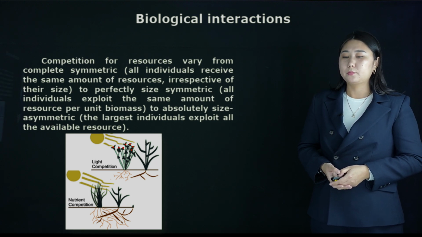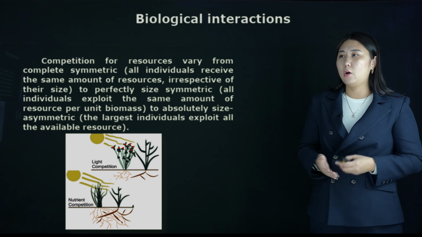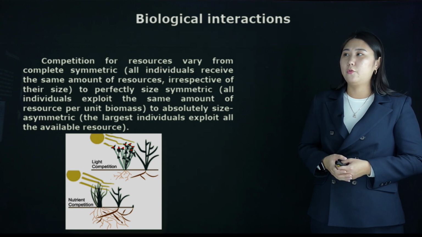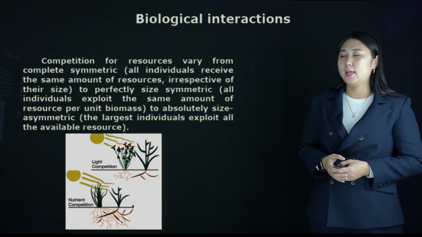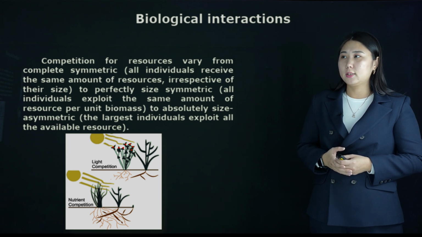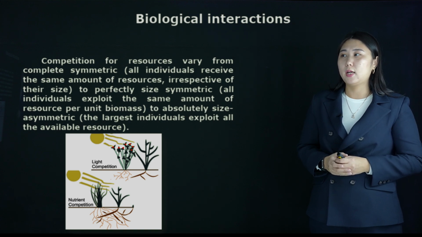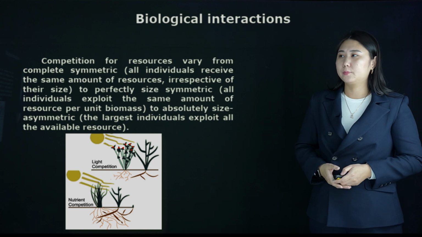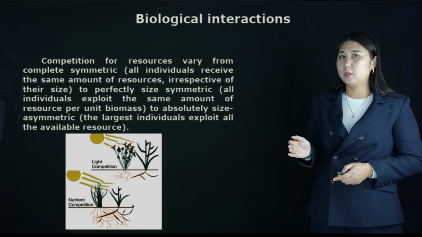Biological interactions. There are a lot of biological interactions, so I want to tell you about some of them. First is competition. Competition for resources varies from completely symmetric, where all individuals receive the same amount of resources regardless of their size, to absolutely size asymmetric, where the largest individuals exploit all the available resources. In this picture, you can see light competition between plants.